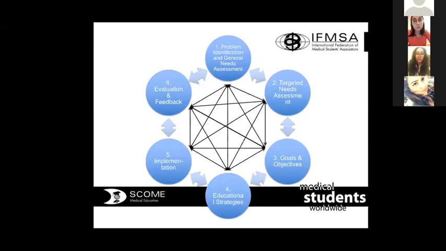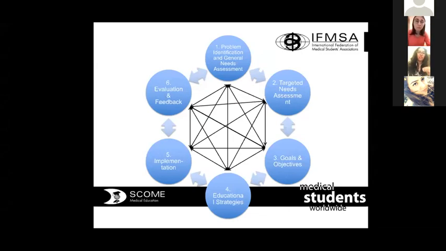And the fifth step is implementation. After identification of the educational strategy and selection of the strategy that I want to use, I have to implement it. After implementation, I do evaluation and feedback. I evaluate the strategy I implemented and then give feedback, either this solution was effective or not.